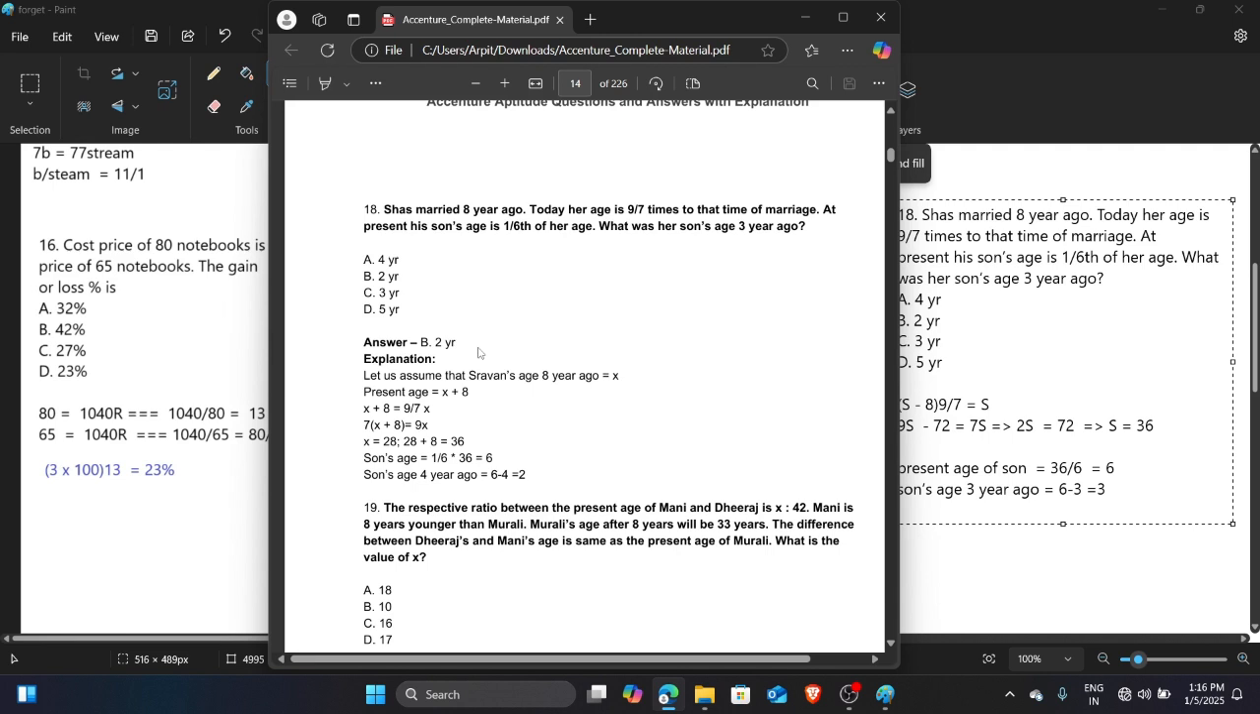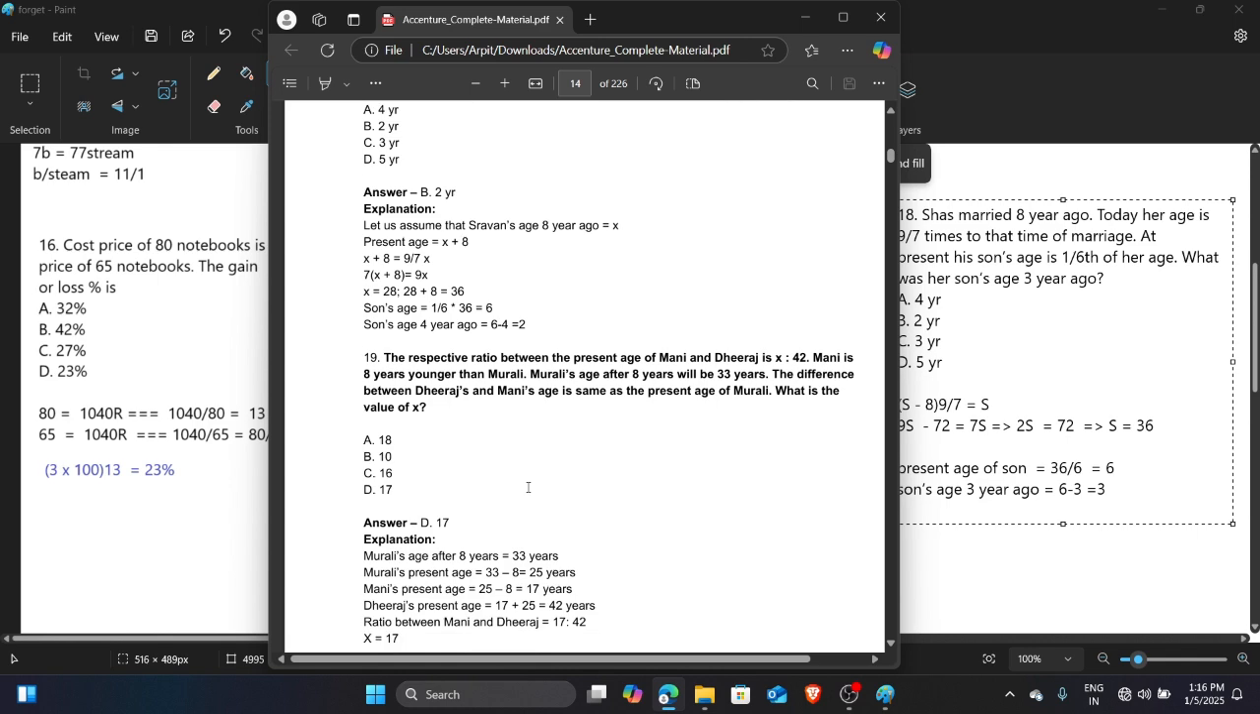3 years ago. They are taking 4 here. The sum says 4 years ago, but they are asking 3 years ago. So the mistake is here. No problem. The answer 3 is correct. They are taking 4 years ago, so that's why their answer is coming 2. No problem.